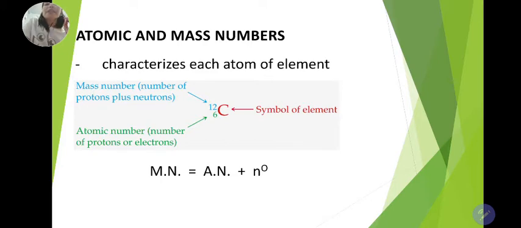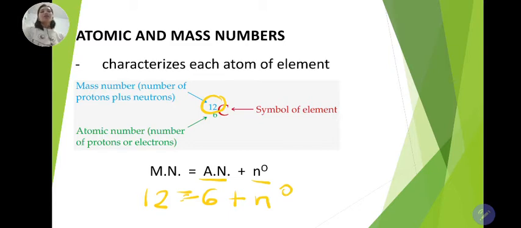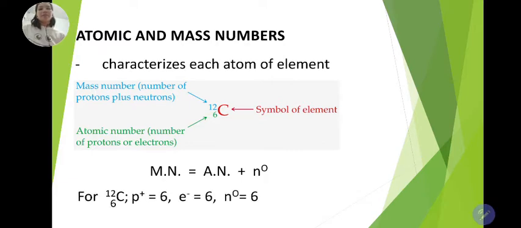So, for our mass number, this is the formula for mass number. We have atomic number plus the number of neutrons. So, what is our atomic number? That is 6 plus the number of neutrons. We have the mass number 12, di ba? So, ang aalamin natin ngayon is number of neutrons. Ilan yung neutrons natin? So, para makuha natin, itatranspose natin yung 6 sa kabilang side. That will be 12 minus 6 equals the number of neutrons. We have 6 neutrons. Okay? So, there. We are correct that the number of our neutrons is 6.